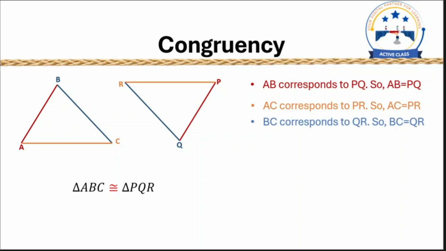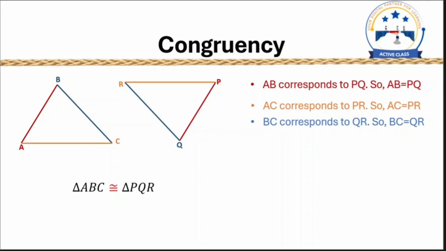And I already told you the corresponding sides are always equal. So there will be three pairs of corresponding sides and they will each be equal to each other. That is AB equals PQ, AC equals PR, and BC equals QR.